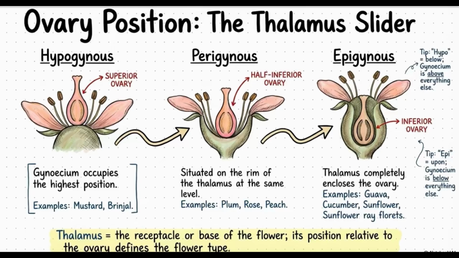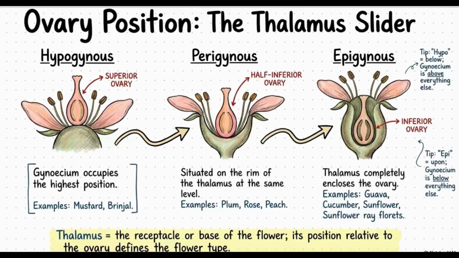Exactly. So first you have hypogynous. This is where the ovary occupies the highest position, sitting above all the other floral parts. It's a superior ovary, like in a mustard plant or a brinjal. Right. Then you have perigynous, where the ovary sits on the rim of the thalamus, essentially at the same level as the petals. That's a half-inferior ovary seen in roses, plums, and peaches. And finally, epigynous. Here, the thalamus actually grows up and completely swallows the ovary.